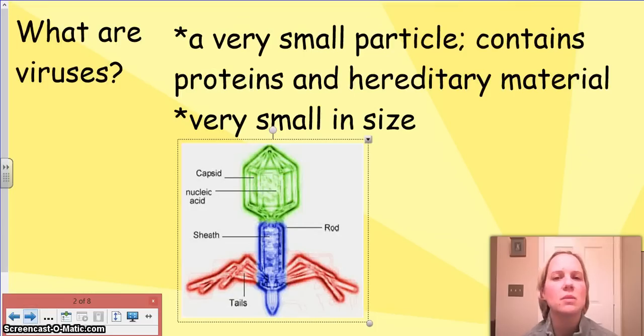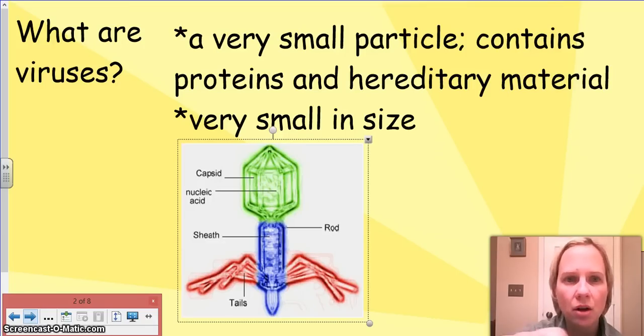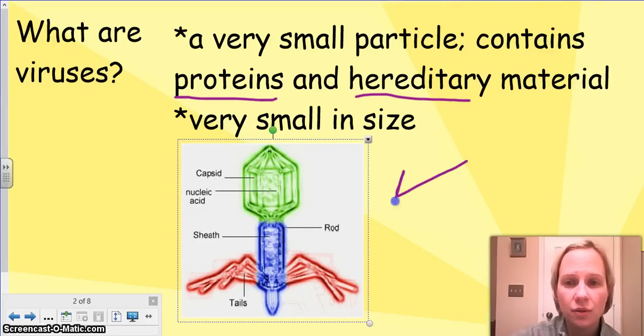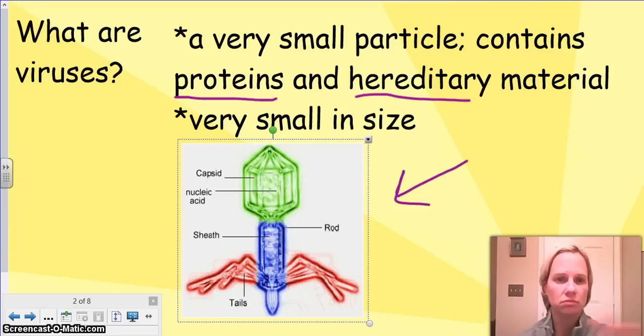A virus is a very small particle. And when we think small, you might think, oh, small as a pen. No, we're talking so small that we have to use a high-powered microscope to be able to see it. It's very, very tiny, and yet it can cause so many problems in our body. A virus is very simple. All it is is protein and hereditary material. That's it. It's this little Lego-looking structure. That's what a virus kind of looks like.